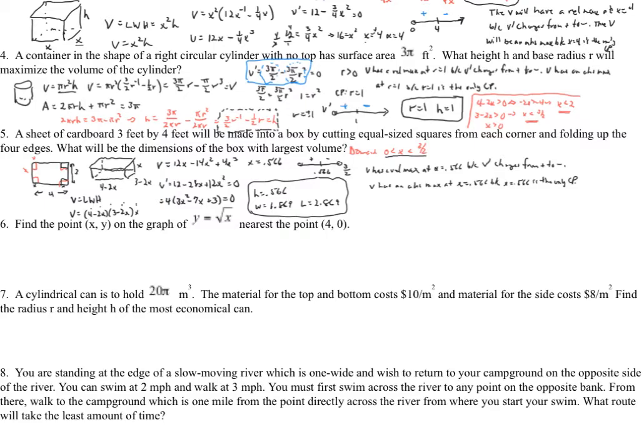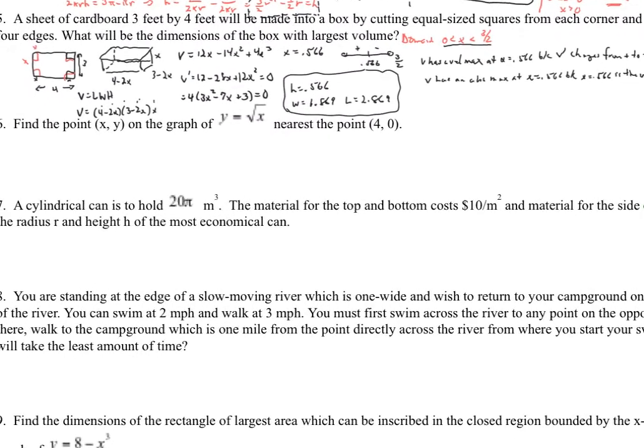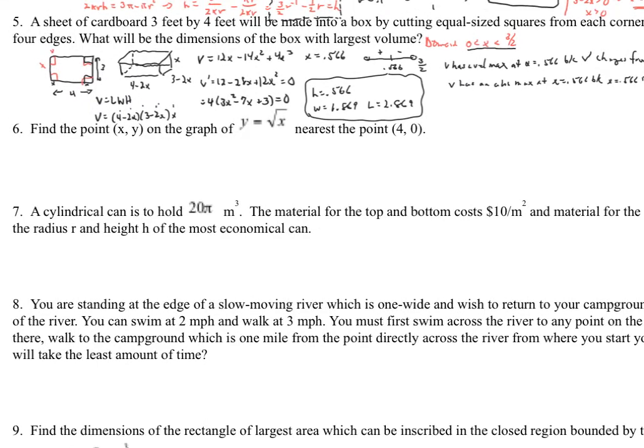Okay, I'm going to slide this up a little bit. And now there's a different kind of question. We want to find the point on the graph of y equals square root of x that is closest to the point 4, 0. So let's see what we're looking at here. Here's going to be our graph. We know a square root of x graph looks like this, and I'm going to call this point 4, 0.